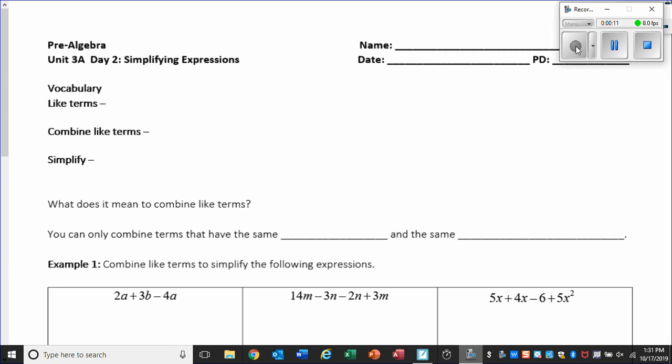We're doing simplifying expressions, and oh my gosh, I can't talk, guys. We are going to start with the vocabulary.